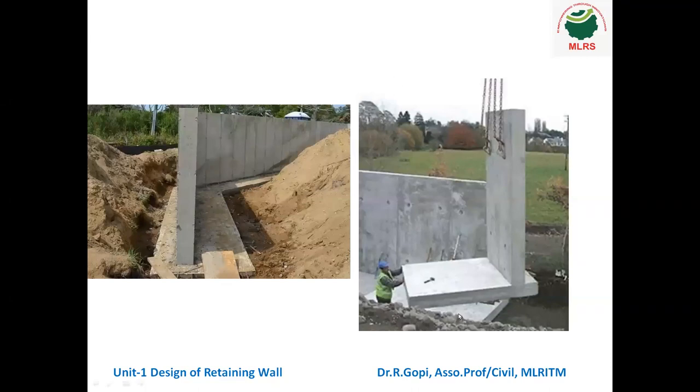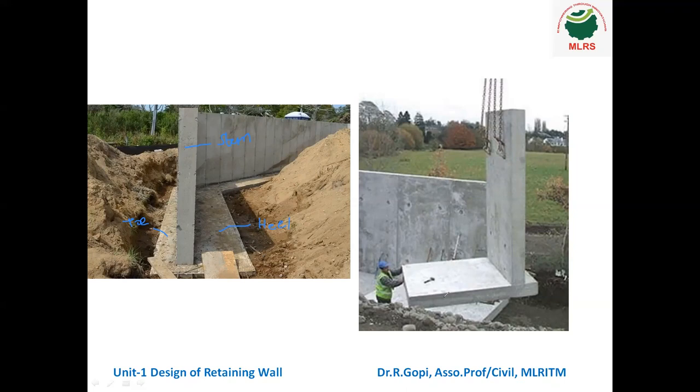Now, students, here you can see a cantilever type retaining wall. Here you can see the stem. This is called stem and this is called heel. And this portion is toe. The toe portion is very small in length. Compared to the toe, heel width is more and the stem is much higher, up to 6 meter we can provide.